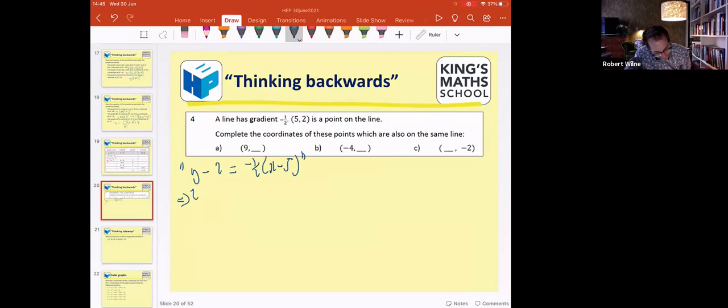And so therefore something like 2y subtract 4 is -x plus 5. And so 2y is -x plus 9. And then substituting the coordinates in. And so when x is 9, y is 0. And when x is -4, we get 4 and 9 is 13, and so we get y is 6.5. And when y is -2, we get -x plus 9 is -4, and so x is equal to 13.